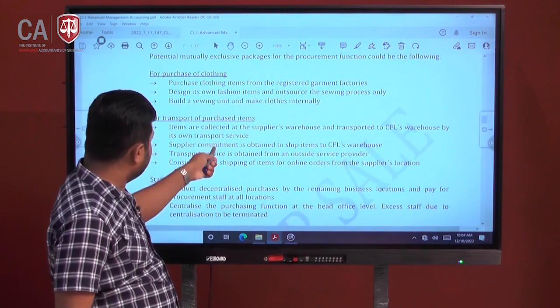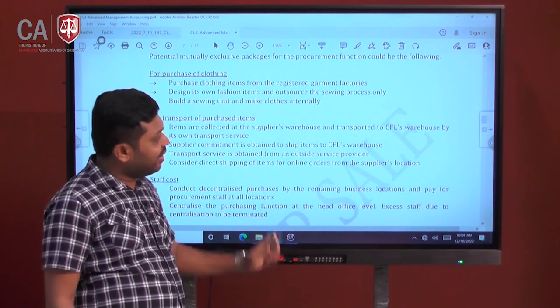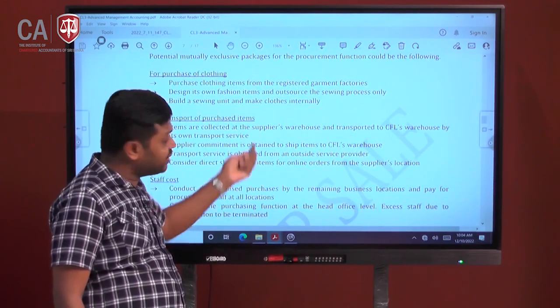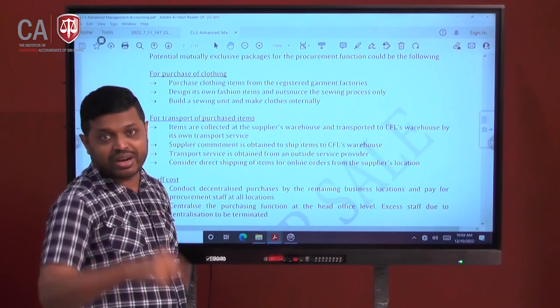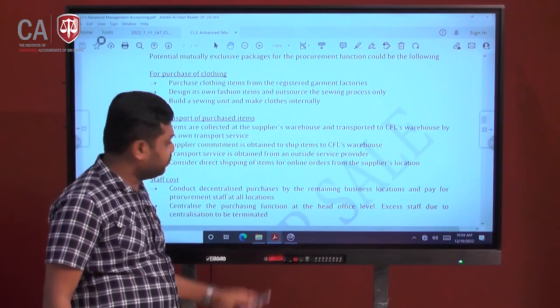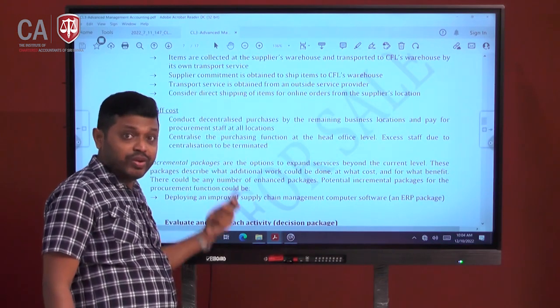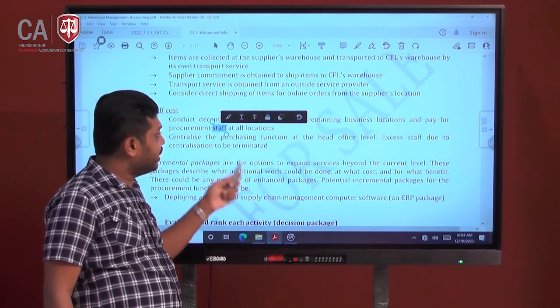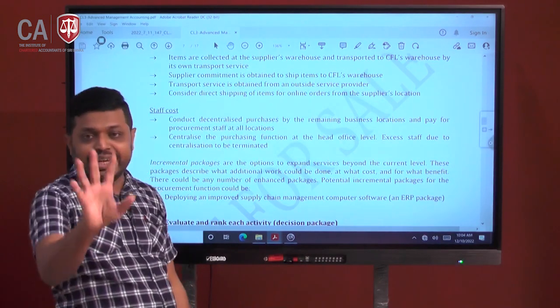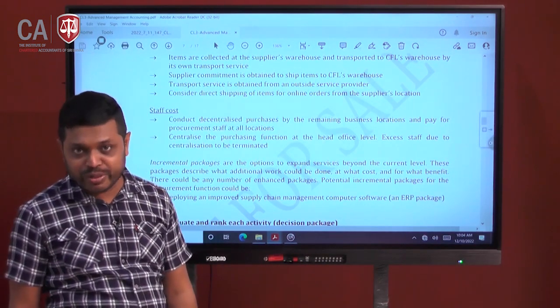Here there are 4 options. Evaluate all 4 options; all activities are mutually exclusive, so you have to select one. Select the best course of action. For the staff cost, you have 2 activities. You have to evaluate these 2 and select which one is most suitable. That is the way of making the zero based budgeting.